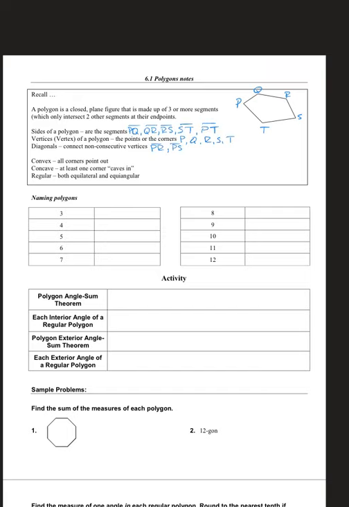Okay, when classifying polygons, we can call them convex or concave. Convex means all the corners point out. So this particular example is convex. Concave means that one of the corners caves in. So like this would be an example of concave because one corner caves in. Regular means it's both equilateral and equiangular. Just as a reminder, equilateral means all sides the same. Equiangular means all angles the same.